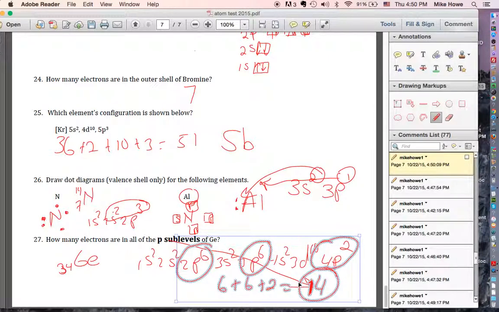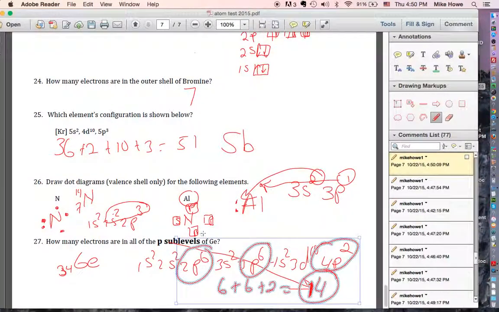All right, that's the end of that section of the test. So now I've covered all the electron configuration stuff. Now I'll move on to the fill-in-the-blank page a little later on.